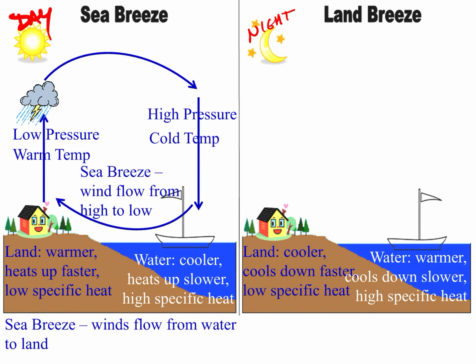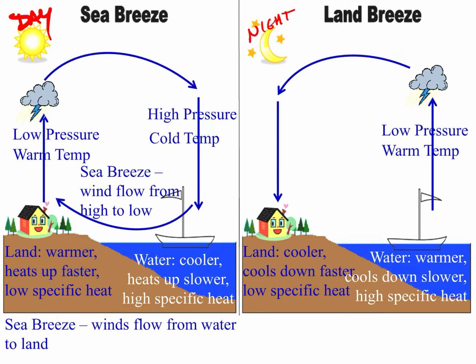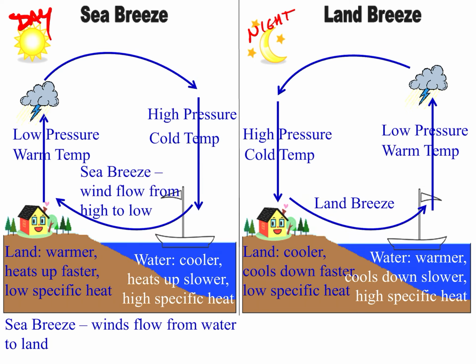Now it's the coldest time of day, and the land is going to be colder than the water. So it's going to be warmer at the water, so it goes up, low pressure. High pressure is going to be your cooler temperatures, which is over land, so it sinks. And there's your land breeze. It's going from high pressure to low pressure from the land.